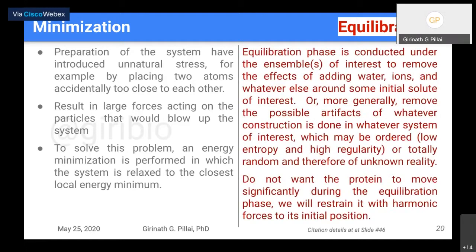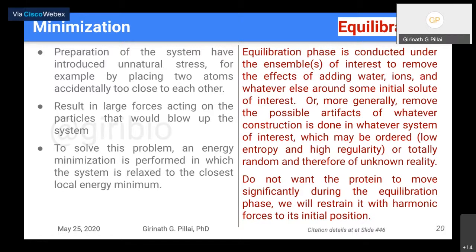And then we go for the equilibration phase, which is conducted under the ensemble of interest to remove the effects of adding water, ions, and whatever else around some initial solute of interest. Or more generally, remove the possible artifacts of whatever construction is done in the system of interest, which may be ordered, that is low entropy and high regularity, or totally quantum and therefore of unknown reality. So it is a complex state. We want to make things right.